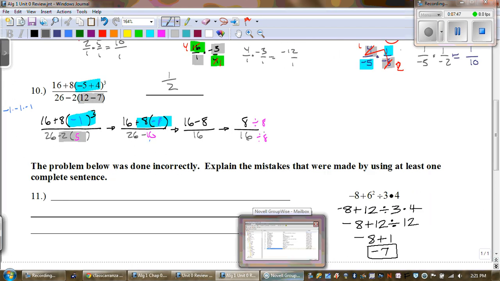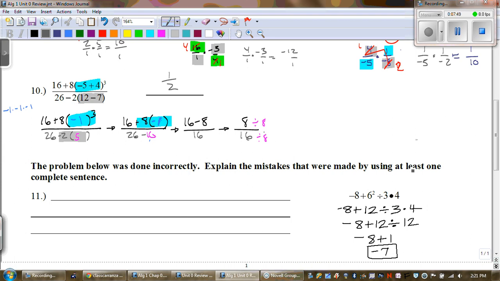All right, now let's take a look at 11. It says the problem below was done incorrectly. Explain the mistakes that were made by using at least one complete sentence. Okay, so the key thing that I notice about this is it says mistakes, more than one.